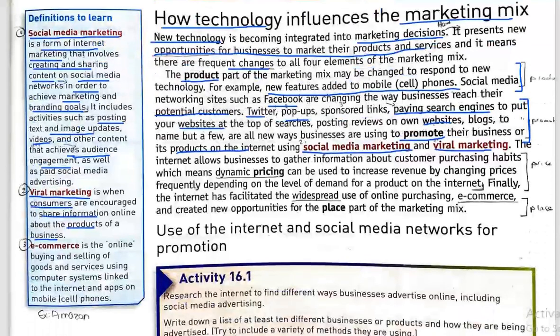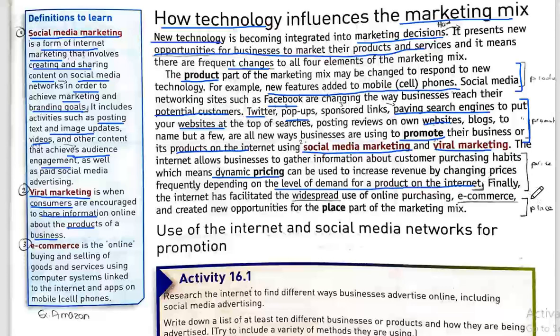Now going to the price part, the internet allows businesses to gather information about customer purchasing habits, which means dynamic pricing. It can be used to increase revenue by changing prices frequently depending on the level of demand of the product on the internet. The technology allows businesses to know if customers are buying a product in a high pattern, or buying every day from the same product. So the technology allows the business to know the level of demand, and based on that they change the prices using dynamic pricing.